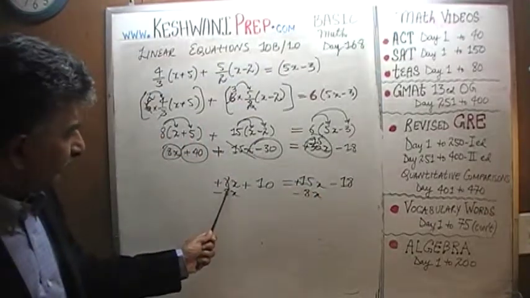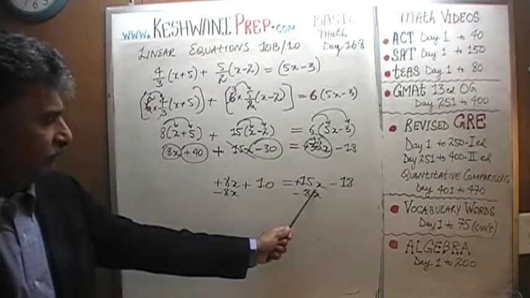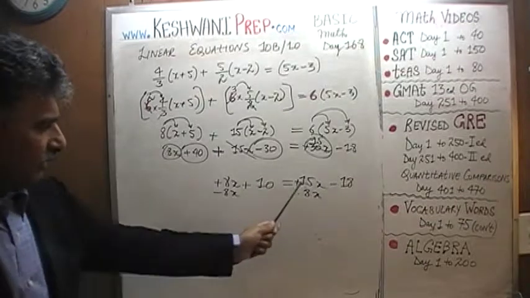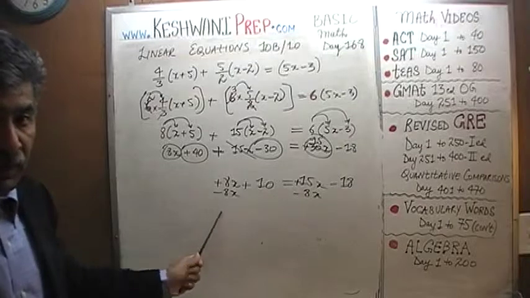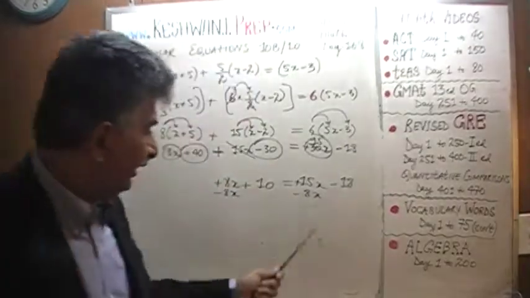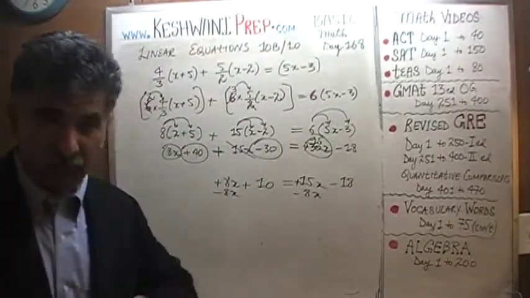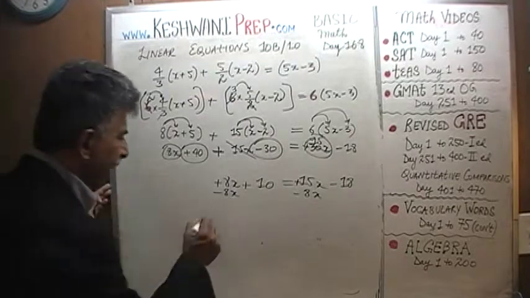The reason we wanted to bring the 8x to the right-hand side as opposed to bringing 15x to the left-hand side is because had we done that, if we brought the 15x to the other side, we would have ended up with a negative coefficient for x. And I don't like having a negative coefficient because then we have to undo it at the end. Let's just do it this way.